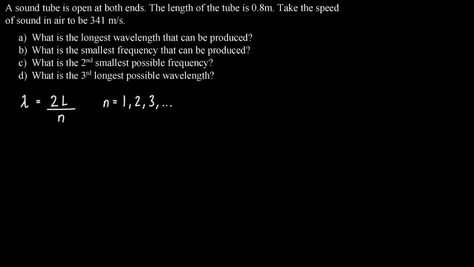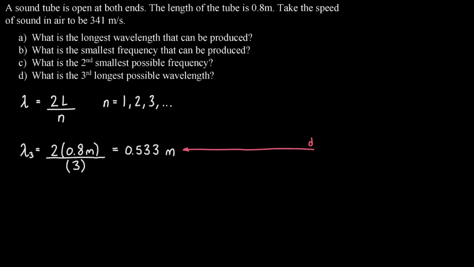And for the last part, the third longest possible wavelength, that's going to be with n is equal to 3. So if we plug in n is 3 and L is 0.8 meters, we end up with the third longest possible wavelength as 0.533 meters.